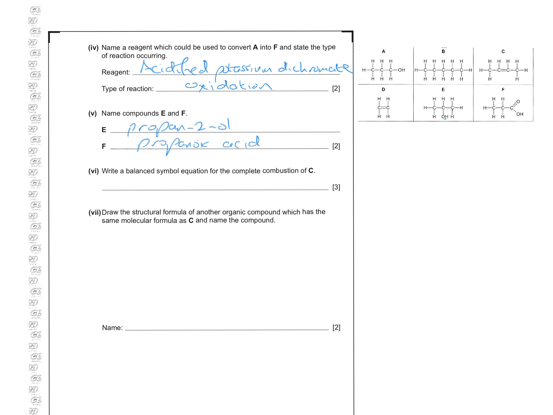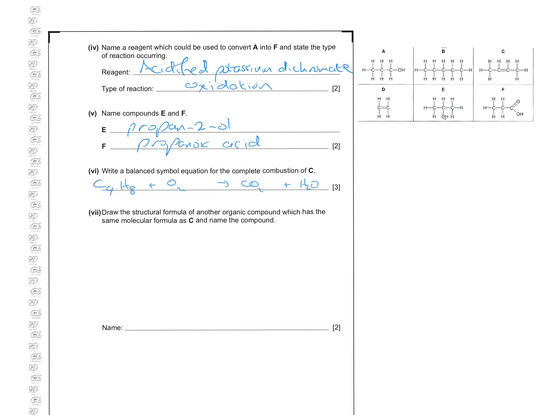Write a balanced simple equation for the complete combustion of C. Now C is but-2-ene. It's an alkene, carbon-carbon double bond. I'm just going to write down its molecular formula. So C4H8 plus O2 is going to produce carbon dioxide and water. That's the same for all of these compounds. They'll always produce carbon dioxide and water.